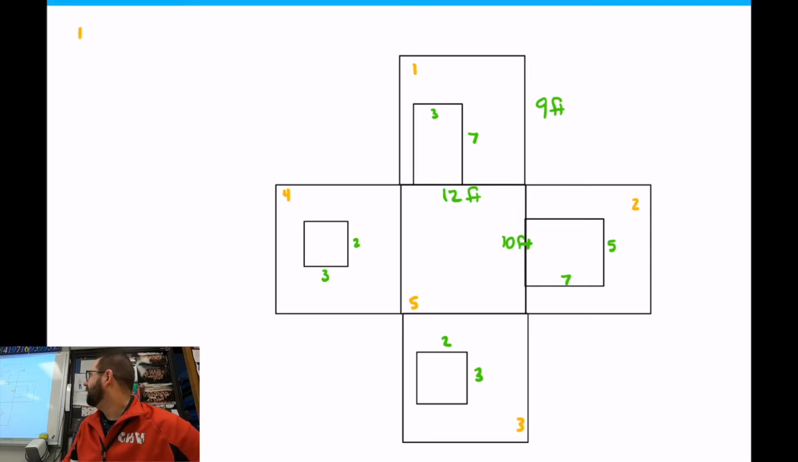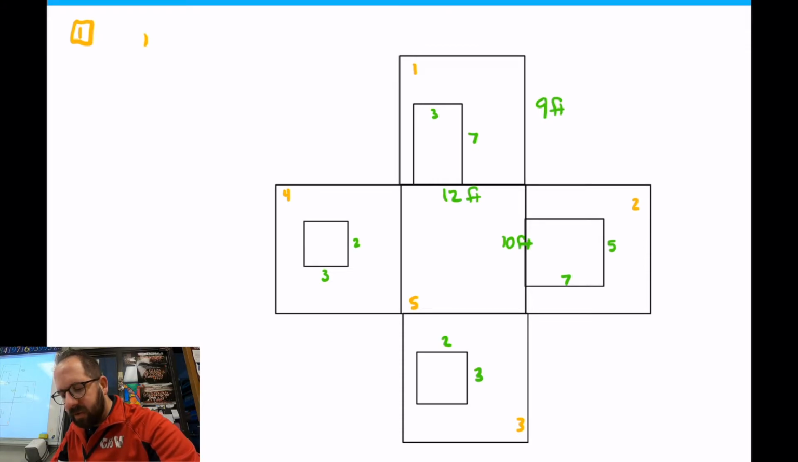But I'm going to go in order. So let's do wall number 1 first. Okay, so for wall number 1, what are the dimensions of that wall?